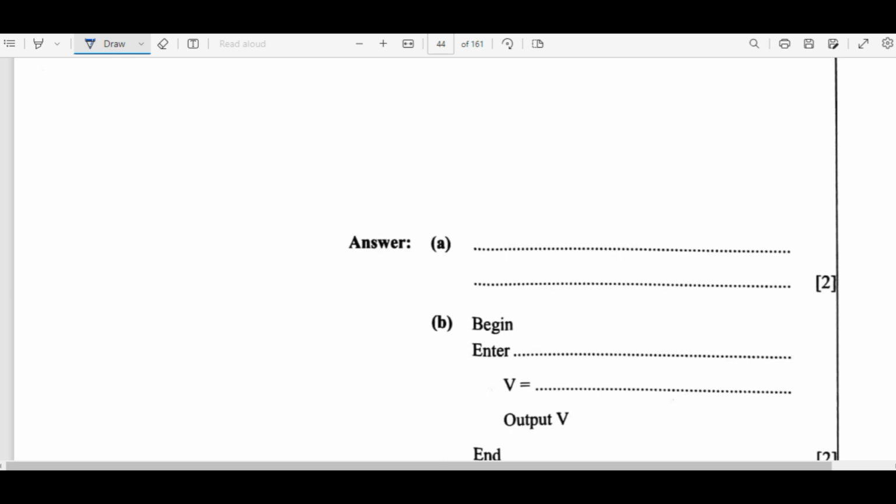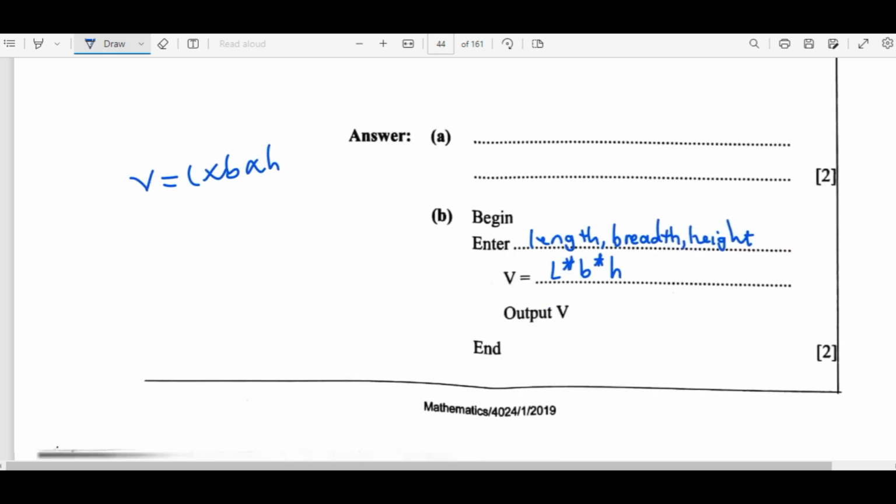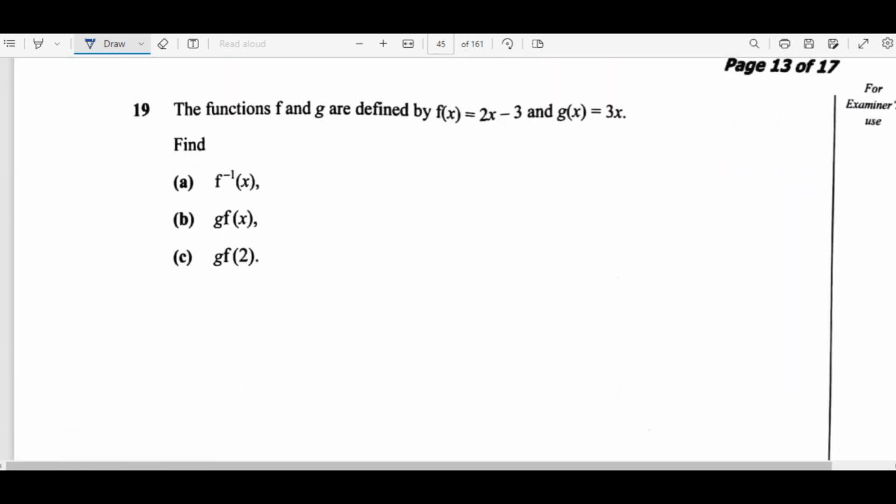Alright, so we need first to write the formula. So for a cuboid, it is L times B multiplied by H. Then enter length, then breadth and height. These are our inputs. Then where there is V, we need to make calculations. So it's L times B multiplied by height. So that's our answer. Now we move on to question 19.